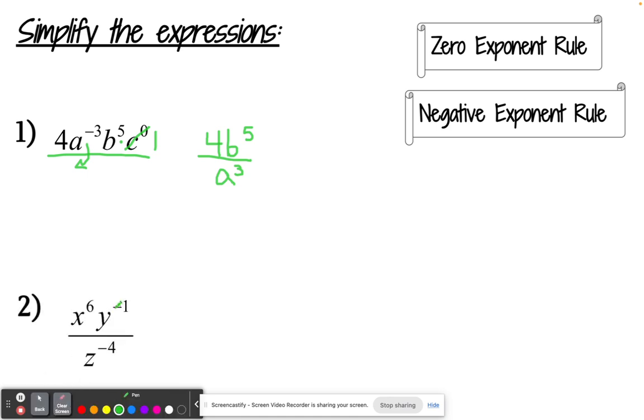Okay, let's look at my next example. In this case, I have z to the negative 4. This is going to go upstairs. But my y to the negative 1 is going to go downstairs. So I will have x to the 6th power staying where it's at, my y to the 1st power going downstairs. When you have a power of 1, you usually don't write the 1. Then my z to the negative 4 will go upstairs and become positive z to the 4th. And now I no longer have any negative exponents.